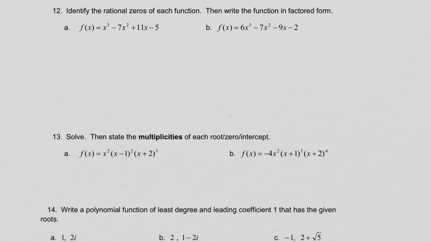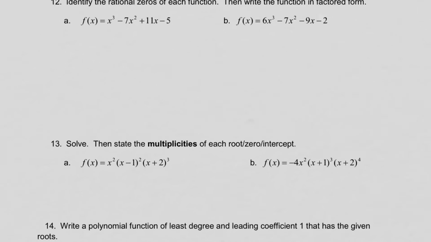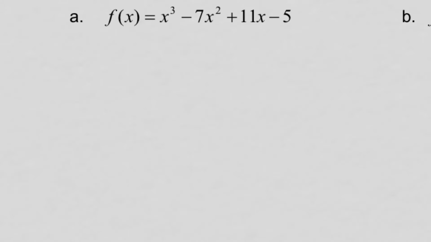Alright, let's move on to number 12. It says identify the rational zeros of each function, then write the function in factored form. So here we go. I'm going to start with A. I'm going to start by listing all the possible factors that we have. You look at the constant at the end right there, the -5, and the factors of -5 are plus or minus 1 and plus or minus 5. That's it. The factors of your leading coefficient, which is 1, is just 1. So plus or minus 1.